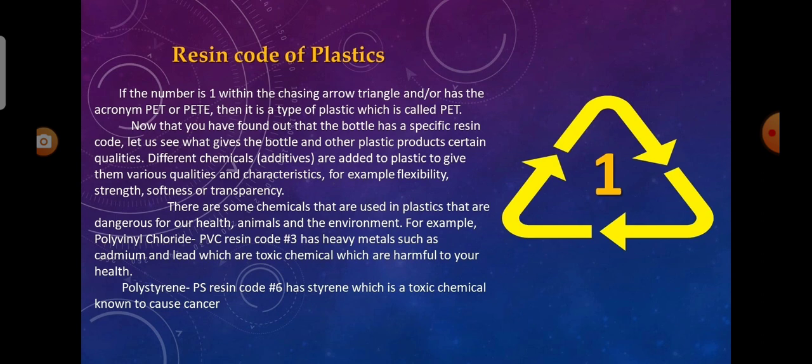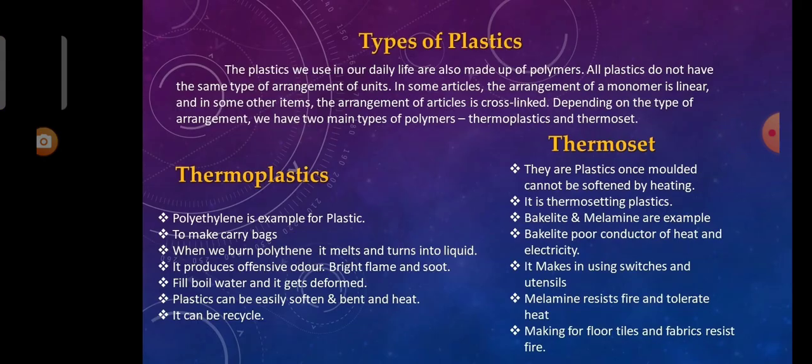There are some chemicals used in plastics that are dangerous for our health, animals, and environment. For example, polyvinyl chloride, PVC resin code, has heavy metals such as cadmium and lead, which are toxic chemicals harmful to our health. Polystyrene contains a toxic chemical known to cause cancer.